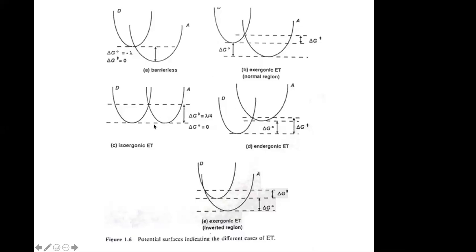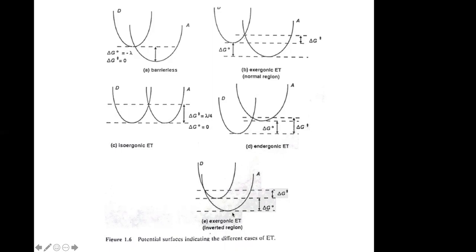And then in C, if you continue to raise this parabola, because these are parabolas, the activation energy for a self-exchange reaction or an isoergonic electron transfer reaction will be the reorganization energy divided by 4, just simply by how two parabolas intersect. If you continue raising, you can have an endergonic reaction, an uphill reaction with a small barrier.